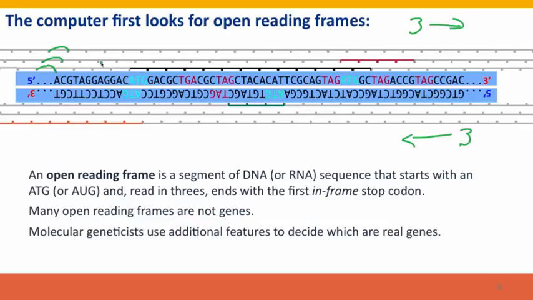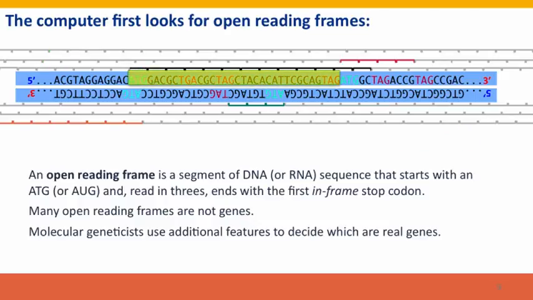Now, to a computer, to a molecular geneticist, an open reading frame is a section of the DNA that starts with an ATG or an AUG, depending on whether we're looking at a DNA sequence or an RNA sequence. For this, we treat them basically interchangeably. So the segment starts at a start codon and, read in 3s, ends with a stop codon that's in the same reading frame. So here's our start point, set by the first start codon.